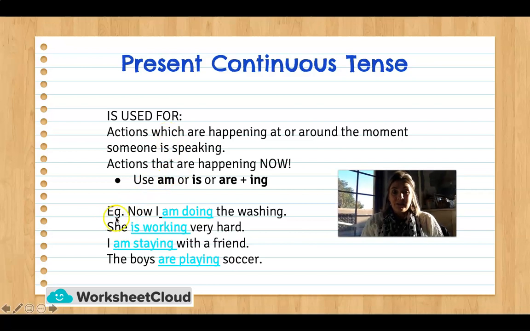Take a look. Example: now I am doing the washing. She is working very hard. I am staying with a friend. The boys are playing soccer. When you look here, you can't say "now I doing the washing," "she working very hard," "I staying with a friend," "the boys playing soccer." You need to have your to be verb with ing: am, is, am, and are.